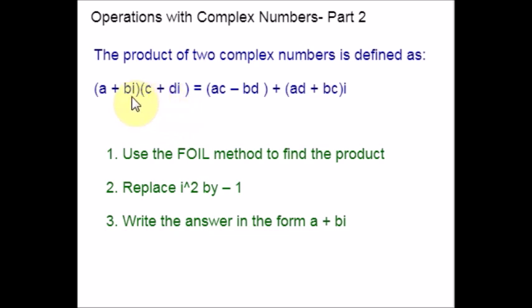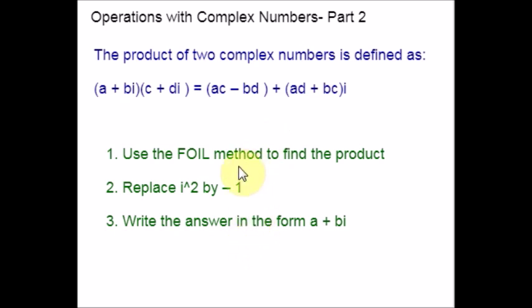So if you are multiplying these two, the rule is going to be (ac minus bd) plus (ad plus bc) times i. I have just grouped the real numbers and imaginary numbers. So these are the three steps we should follow when multiplying two complex numbers.